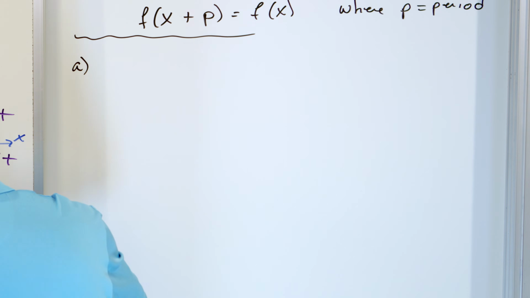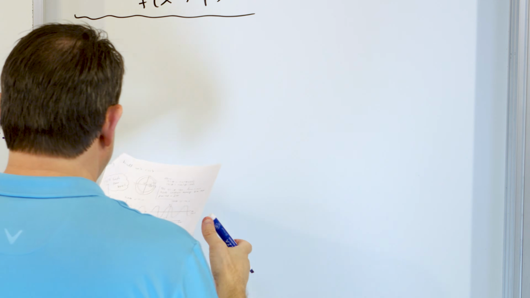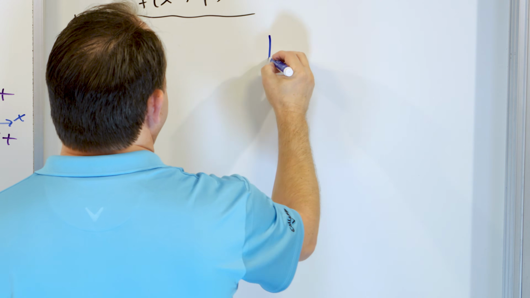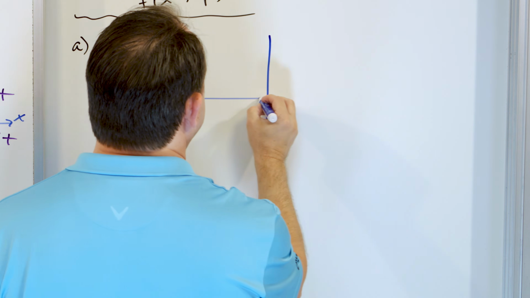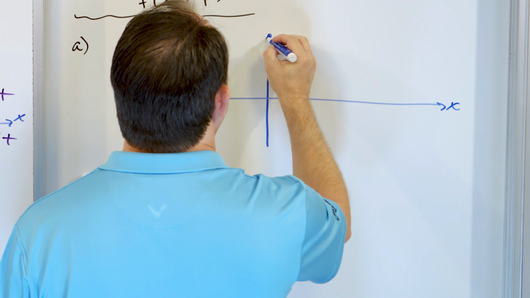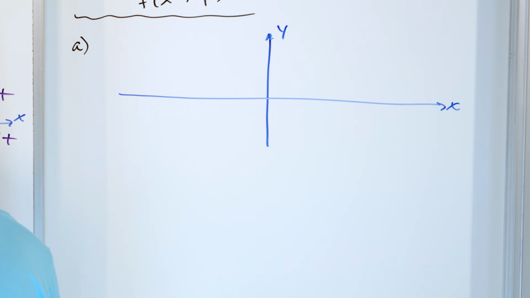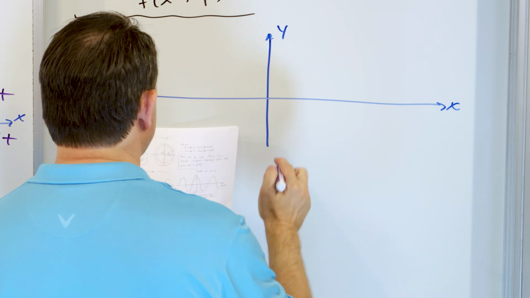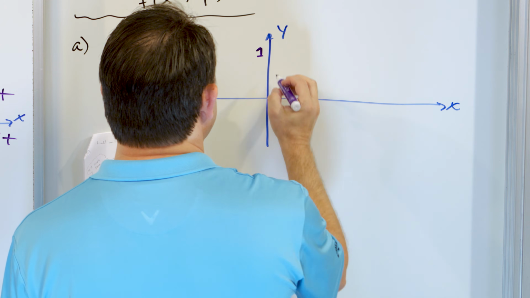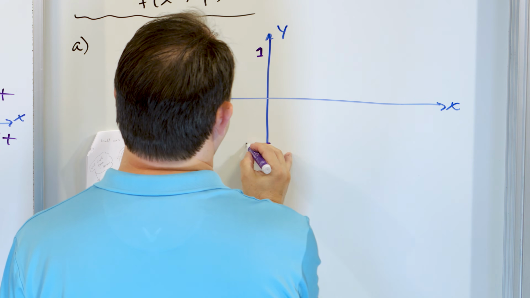So problem A, I guess I'll say. Let's go ahead and draw this. So it's not going to be perfect, all right? It's not going to be perfect. So here's x and here's y. Let's draw a graph here. So this is 1. And I'll say down here, this is -1.